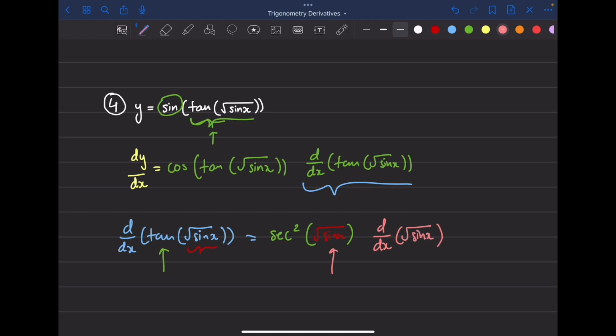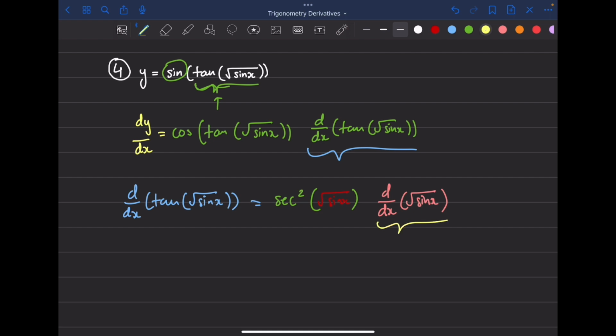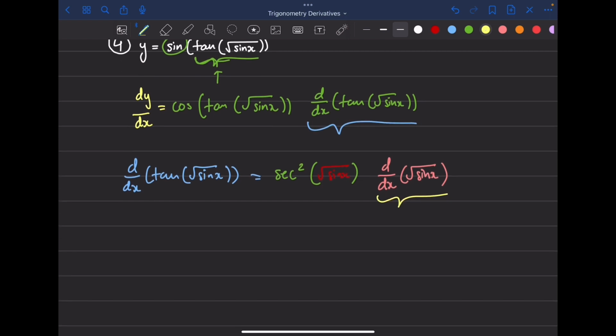Okay, so far so simple, but all we've done is we've done chain rule twice, and we've multiplied by whatever is on the inside after finding what the outer derivative is. Okay, now let's do this one more time. What is the derivative with respect to x of sine x, or the square root of sine x?